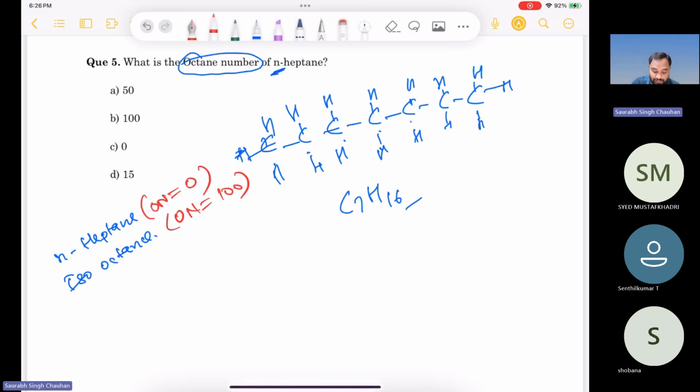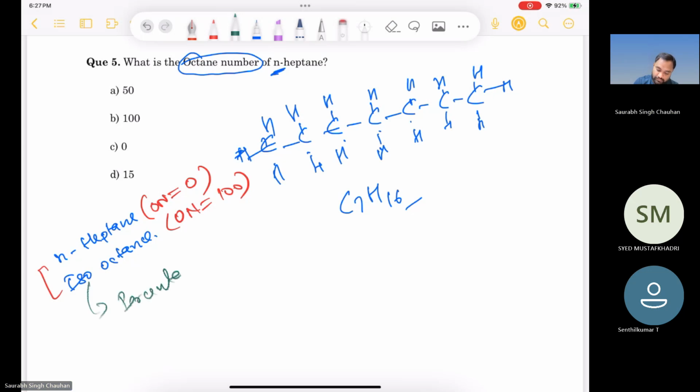So you prepare a mixture of n-heptane and isooctane. N-heptane has octane number of 0 and isooctane has octane number of 100. And this mixture should be prepared in such a way that it has the similar knocking characteristic as your actual fuel, your sample. For example, you have some sample and you want to measure the octane number of that fuel. So you prepare a mixture of these two compounds such that the mixture has similar knocking characteristic as compared to your sample. The percentage of isooctane in that mixture that has similar knocking characteristic will be equal to the octane number of your fuel. Okay, so the percentage of isooctane is equal to octane number of your sample.